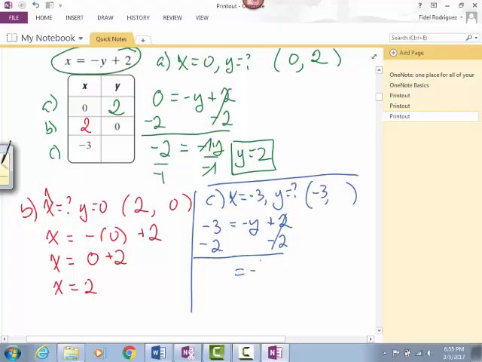That's going to leave me with a negative 1y. Minus 3 minus 2 is a negative 5. Last step I need to do is divide both sides by negative 1. And negative 5 divided by negative 1 is a positive 5. So put my 5 here, my 5 here, and we're done.